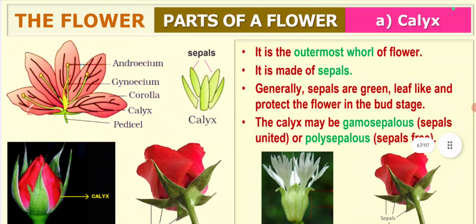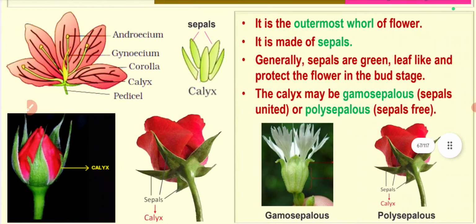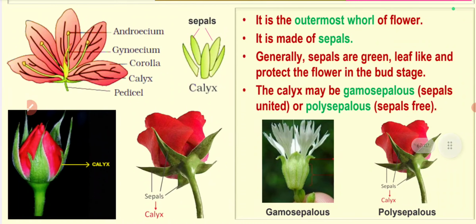First of all, calyx. It is the outermost whorl of the flower. Obviously, after the pedicel, the calyx is present. It is made of sepals; a group of sepals is called calyx. Generally, sepals are green, leaf-like and protect the flower in the bud stage. As I told you, in the bud stage, the calyx protects the bud or the flower.